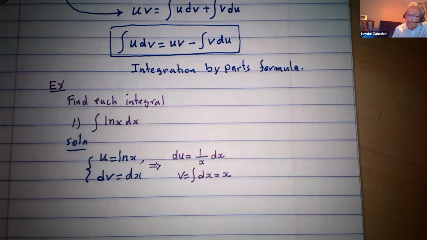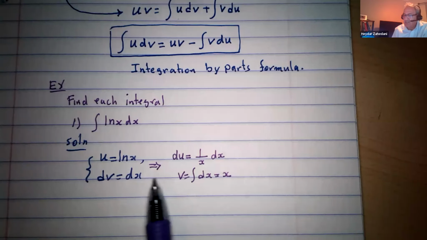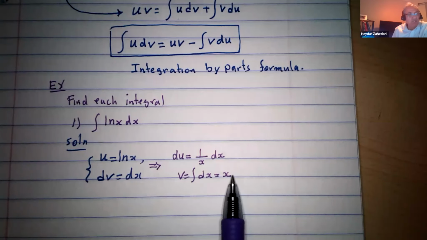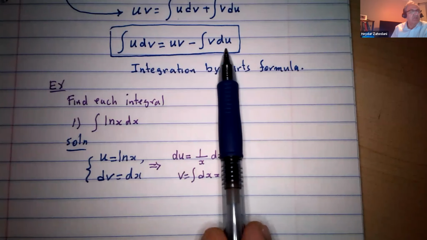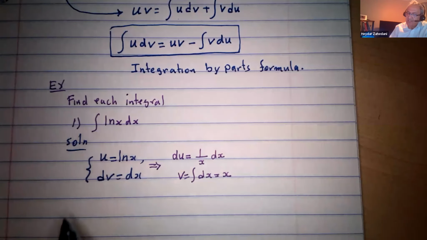Okay, you pick the u and the dv. The part that you call u, you have to find the du, differentiate. Differential of ln x would be 1 over x times dx. The second part, you integrate it. You integrate the dx, it's going to be just x. You don't need to have x plus c. Okay, go to the formula, substitute.